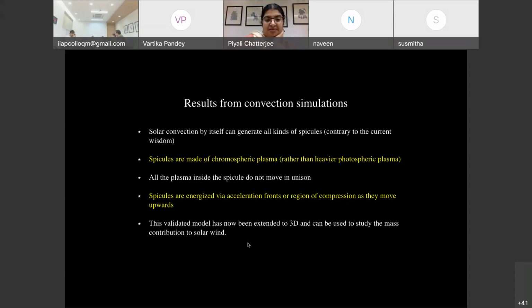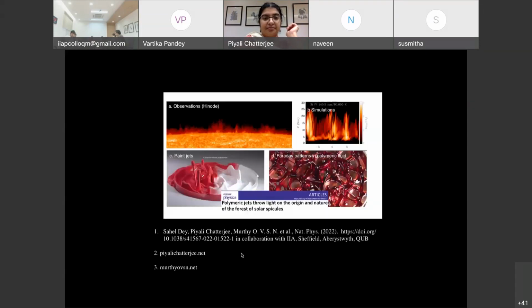So now once we validate this model with solar convection, this has now been extended to 3D by Shohel, and we can use this also to study the mass contribution to the solar wind. So that is one of the important reasons why we study spicules, because it is believed that they have a major contribution to the mass and momentum of the solar wind, as well as contribute to the non-thermal heating of the solar corona. So I would invite you to go through a recent paper, and a lot more material than what I could explain here can be found there and also on our website.